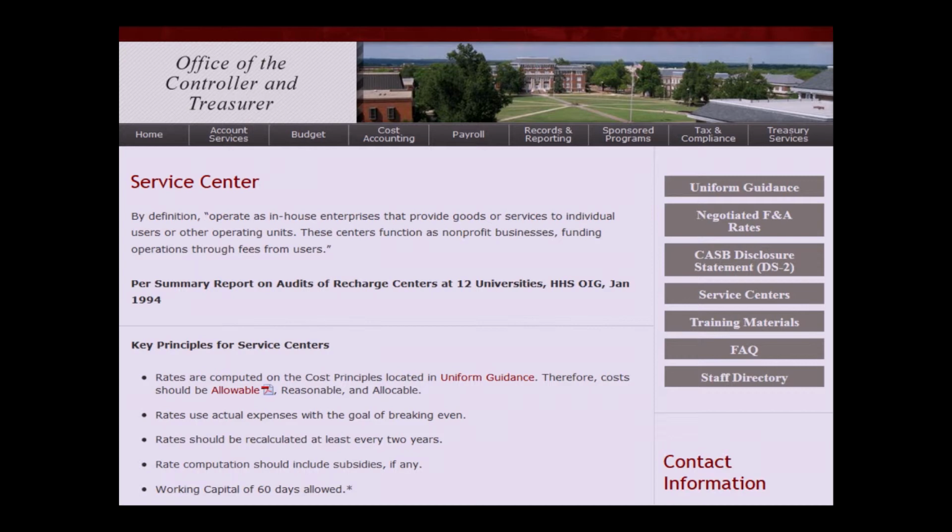The fourth area of responsibility is to establish and review service center rates. Service centers function as nonprofit businesses that fund operations through fees from users. Those users are primarily university departments or sponsored projects. MSU currently has 33 service center funds with a combined expense of almost $16.2 million for FY18.